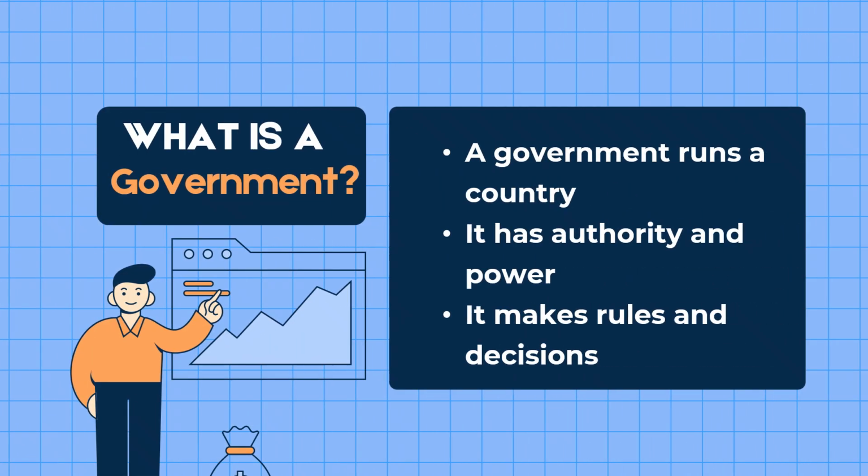A government is a group of people who have the authority or power to run a country. Authority means they have the right to make decisions that everyone must follow. Government controls how the country is run, makes rules, and decides what should happen in the country. Without government, there would be no order or organization.